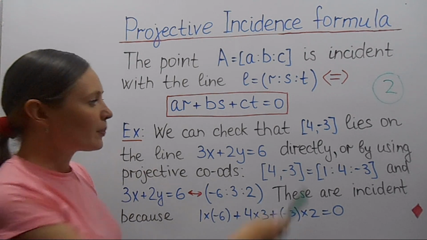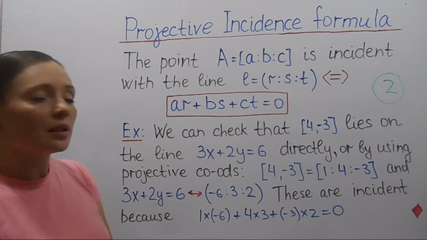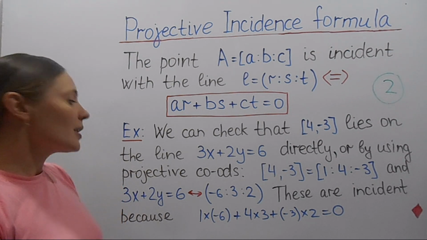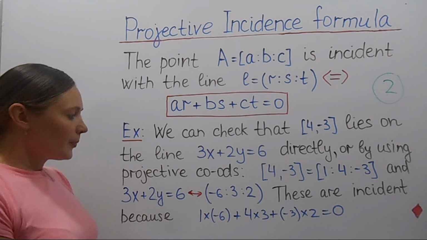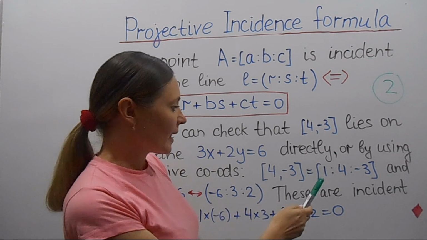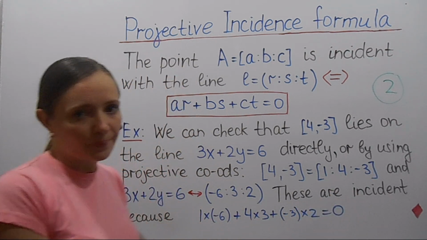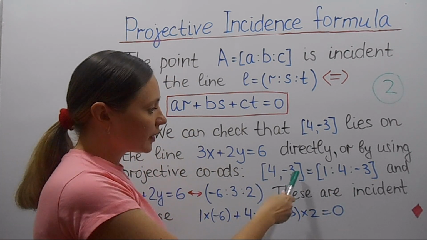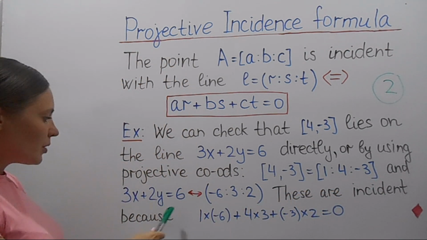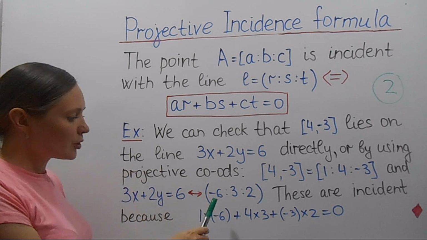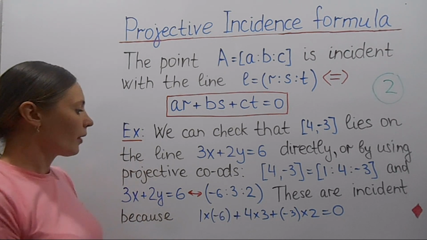So yes, this point does lie on this line. But now we can also do this using projective coordinates. Let's see how that would work. This point would be represented projectively as the point (1, 4, -3). That's how we go from a point in affine coordinates to projective coordinates. This line is represented by the projective coordinates (-6, 3, 2).